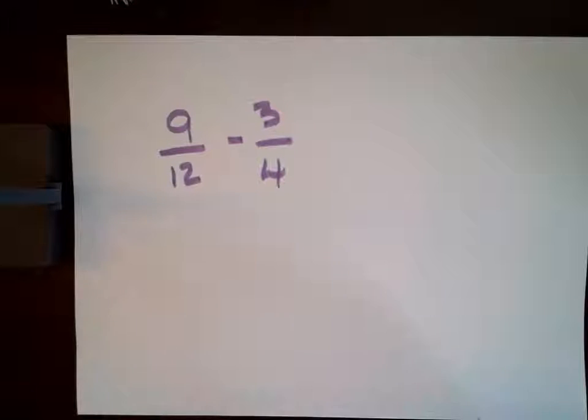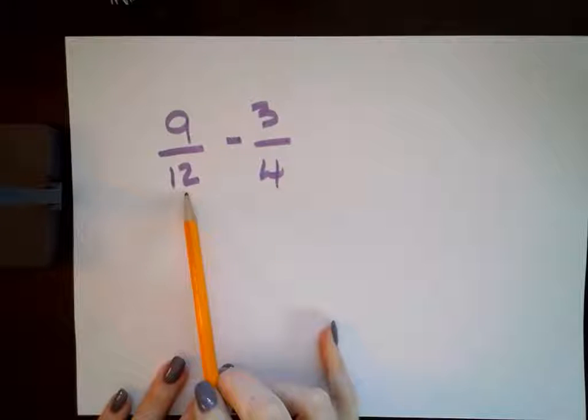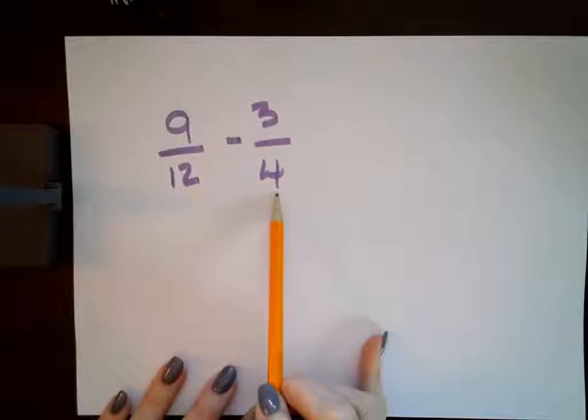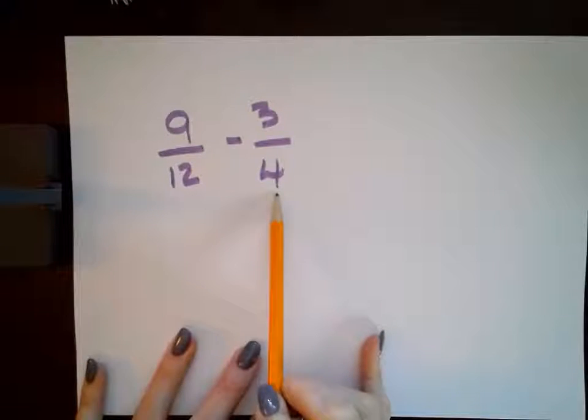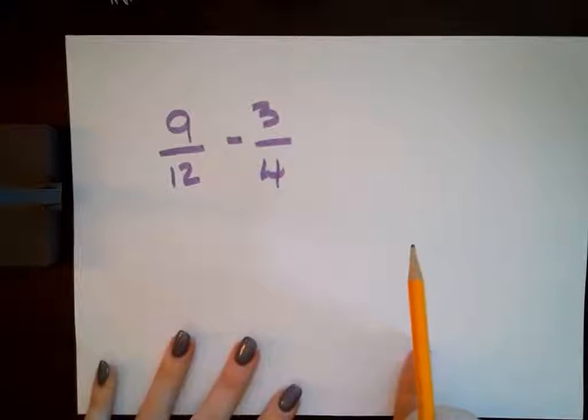minus 3/4. We notice this fraction has different denominators. We have a denominator of 12 and a denominator of 4. In order to subtract fractions, we need common denominators. There are several different ways to do this.